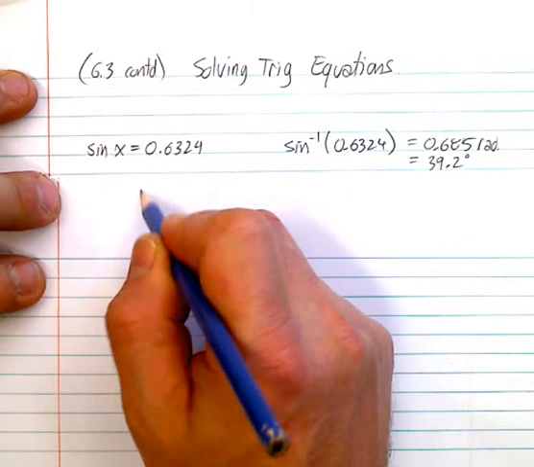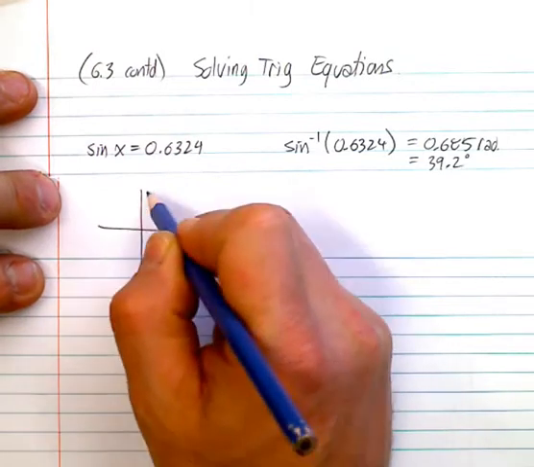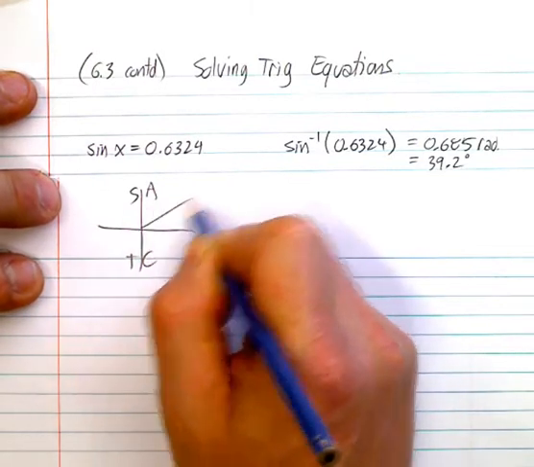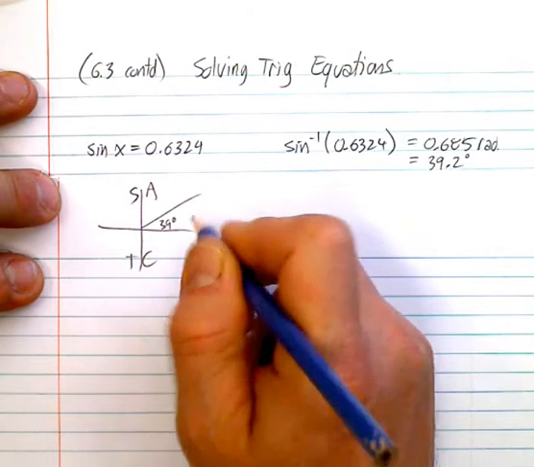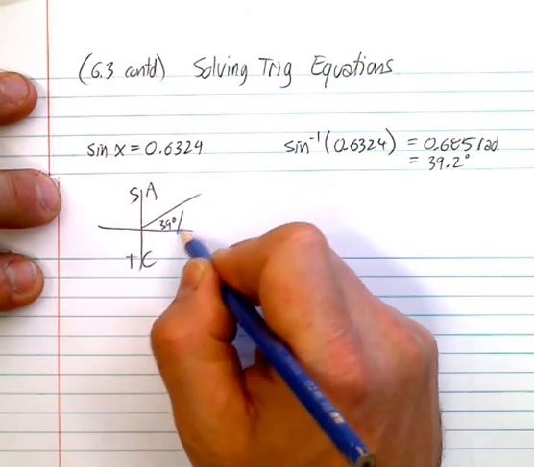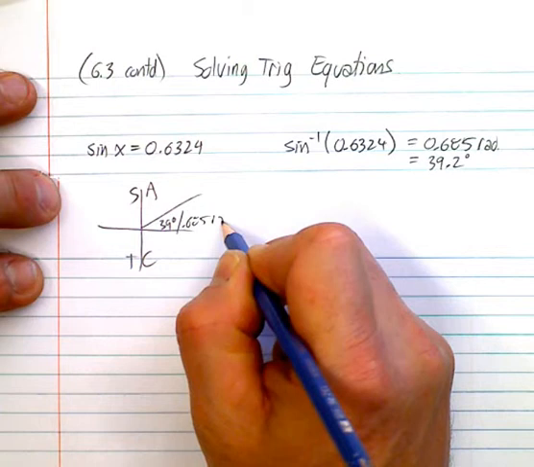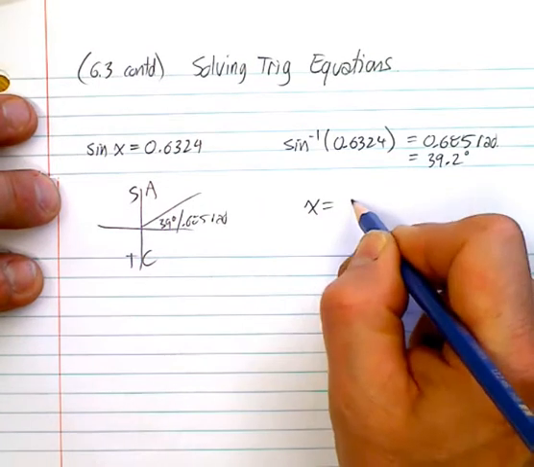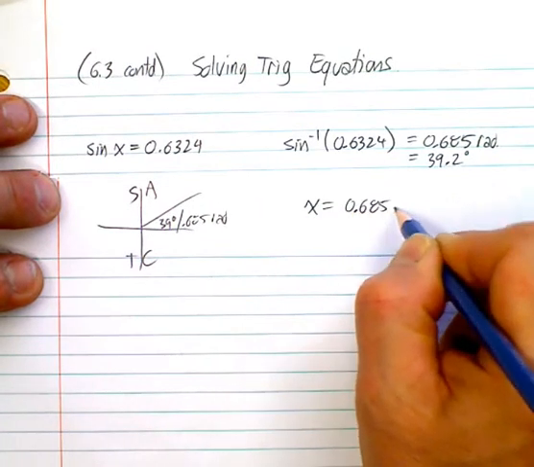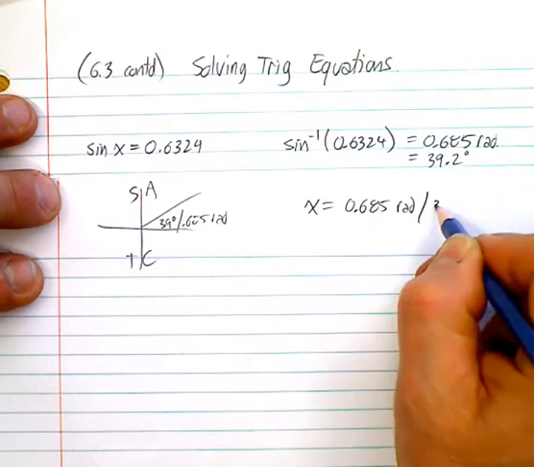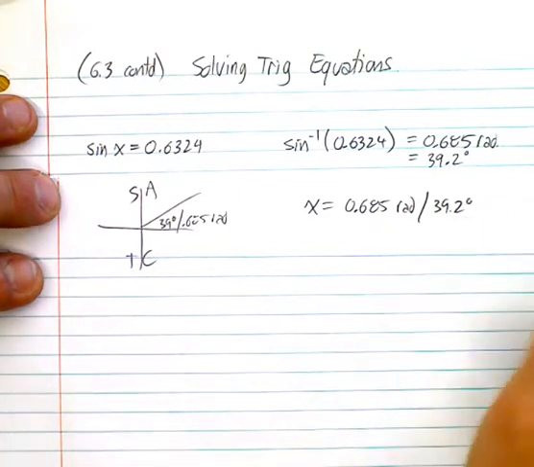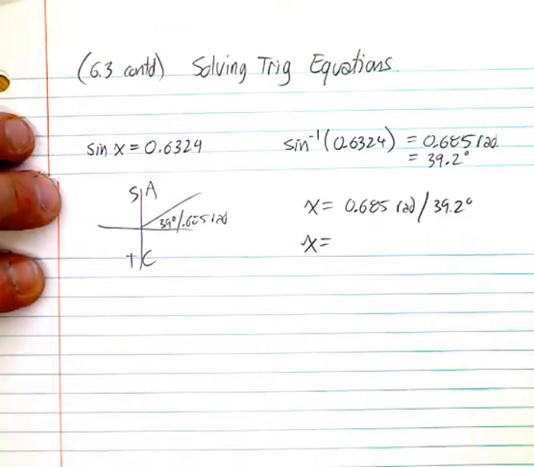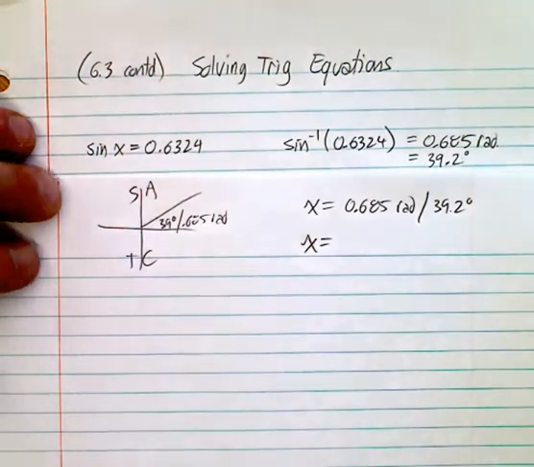Okay, so now you know that your angle is 39.2 degrees, right? So if you look at the situation here, all sine, tan, cos, right? This is 39 degrees, or it's also 0.685 rads. So your solution is 0.685 rads, or 39.2 degrees. That's one solution. How do you find your other solution?